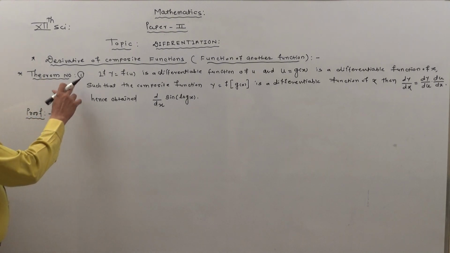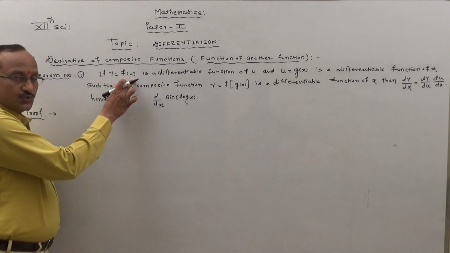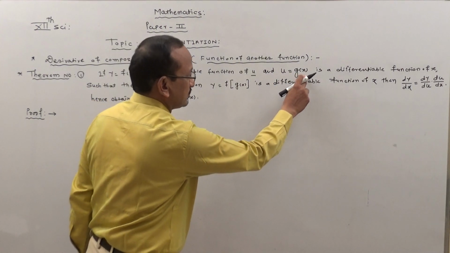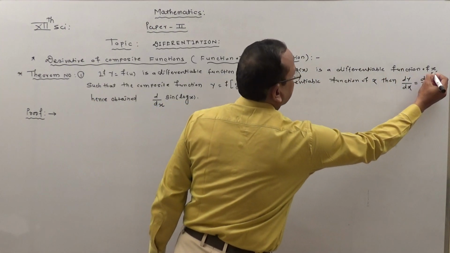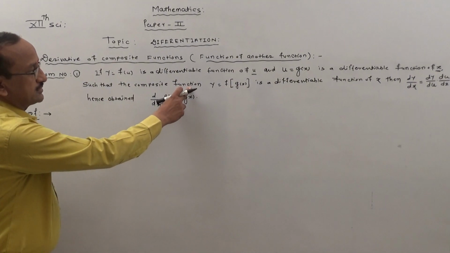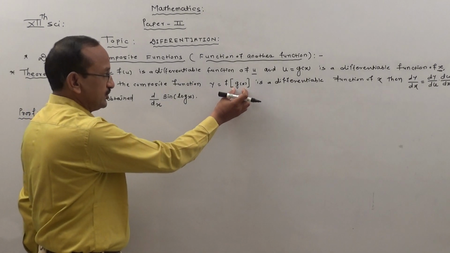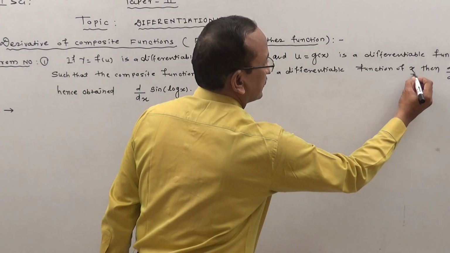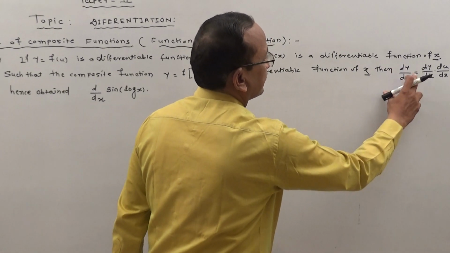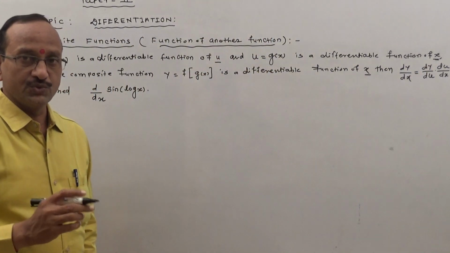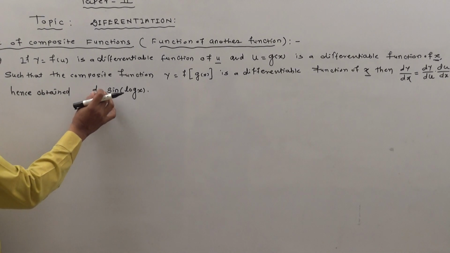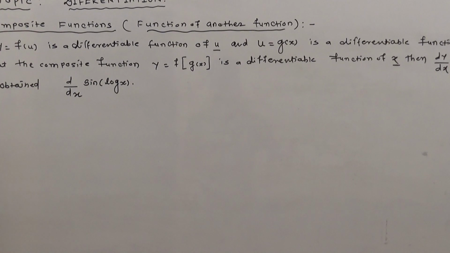Theorem number 1. If y is equal to f of u is a differentiable function of u and u is equal to g of x is a differentiable function of x such that the composite function y is equal to f of g of x is a differentiable function of x, then prove that dy by dx is equal to dy by du into du by dx. Hence deduce the derivative of the function sine of log x.